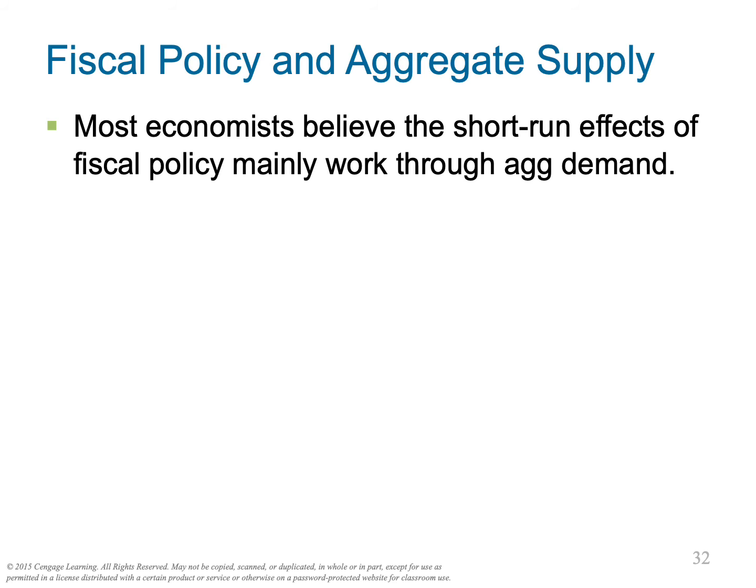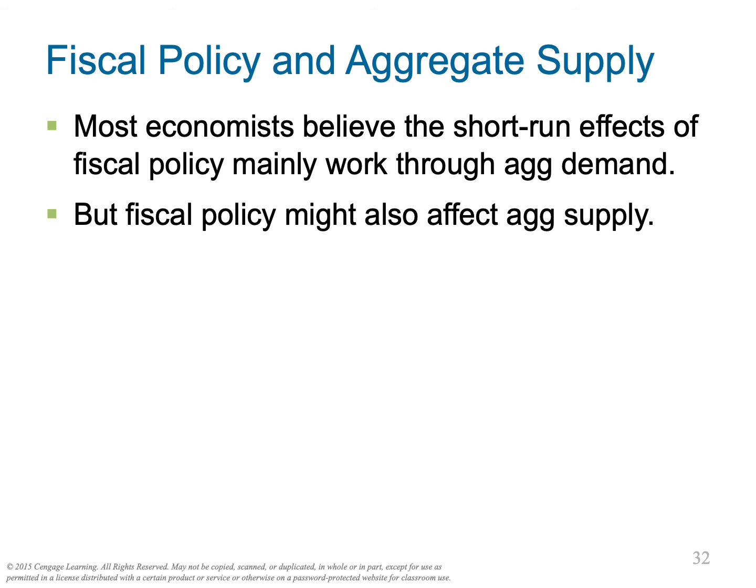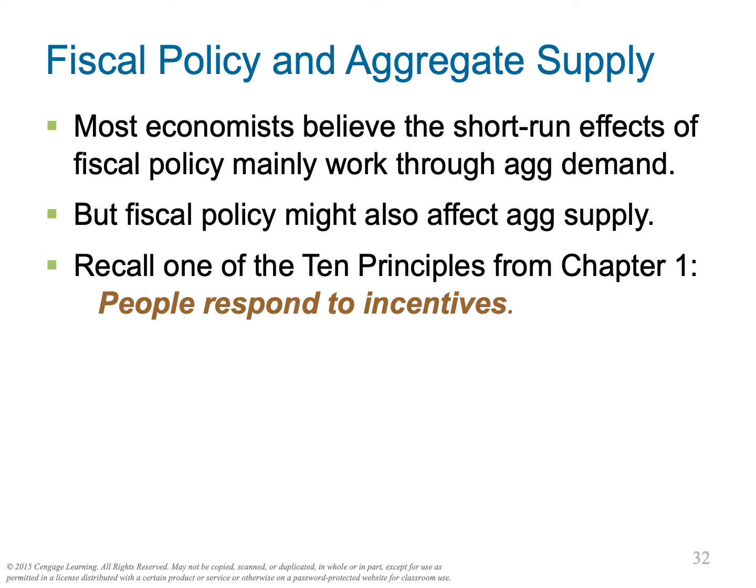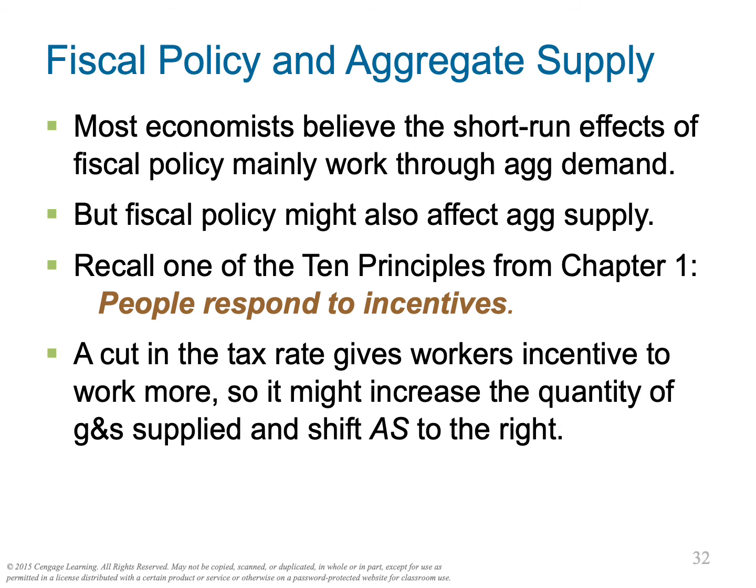Now, most economists believe that the short-run effects of fiscal policy mainly work through aggregate demand, but fiscal policy can also affect aggregate supply, sometimes called supply-side fiscal policy. And before we think about this and how it works, remember from chapter 1 that one of our 10 principles is that people respond to incentives. So with that in mind, think about a tax cut. A tax cut gives workers an incentive to work more because they're getting more for their work, basically, right?